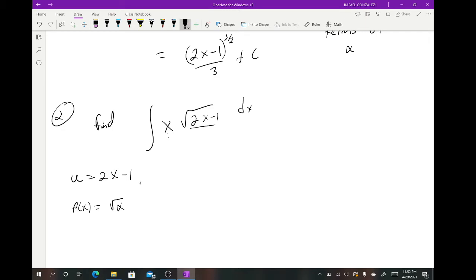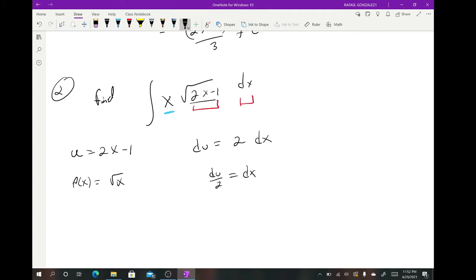What you need to worry about now is du. What is du equal to? The derivative of u is 2 dx. And when we solve for dx, we're going to get du over 2 is equal to dx. But notice, I have a value to substitute in for 2x minus 1, which is u, and I have a value to substitute in for dx, which is du over 2. But I don't have a value for this x out here, and I need to find a way of writing this x in terms of u.